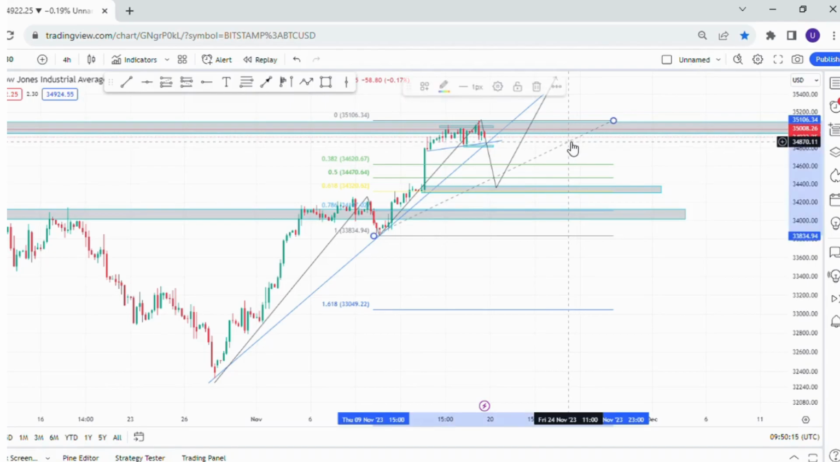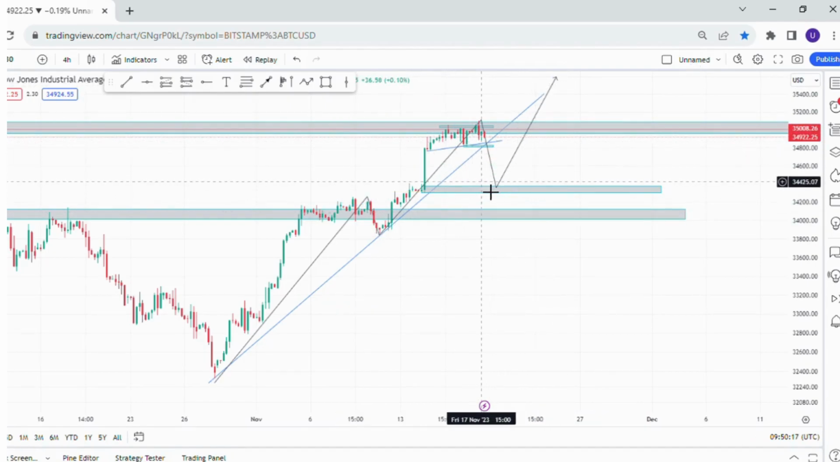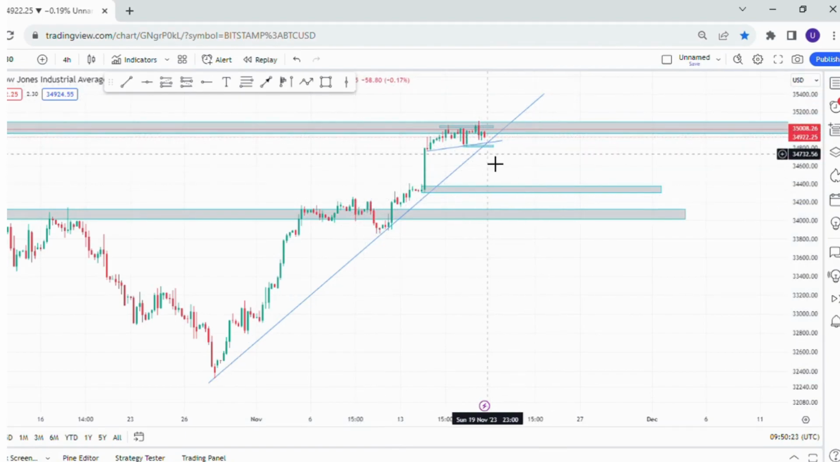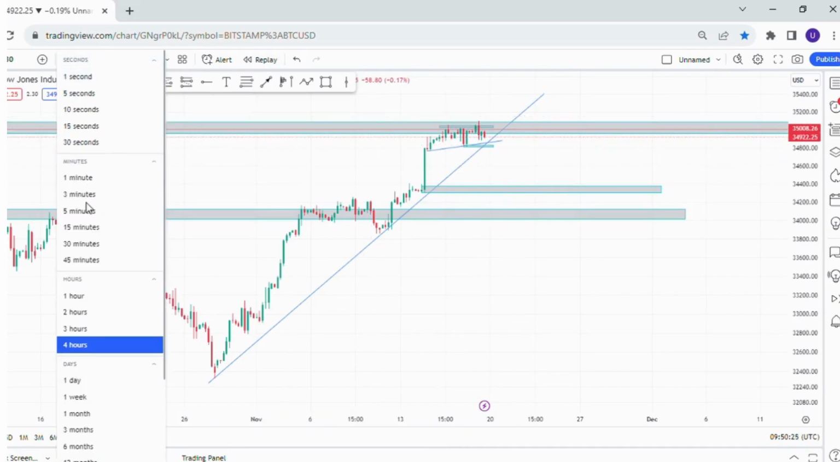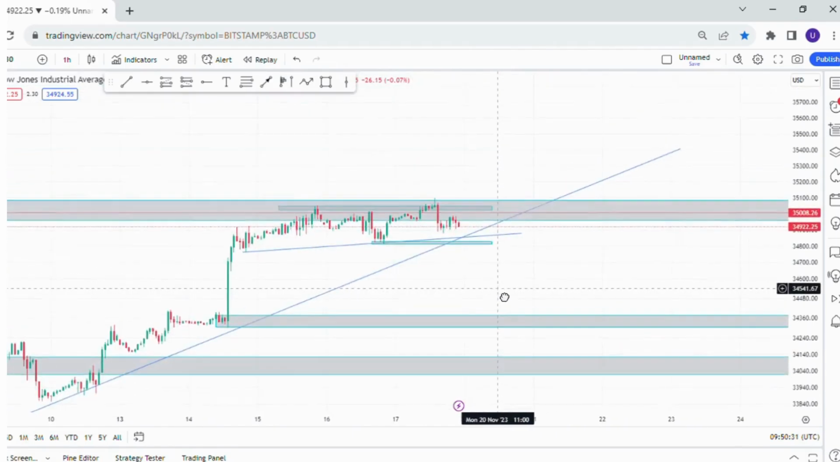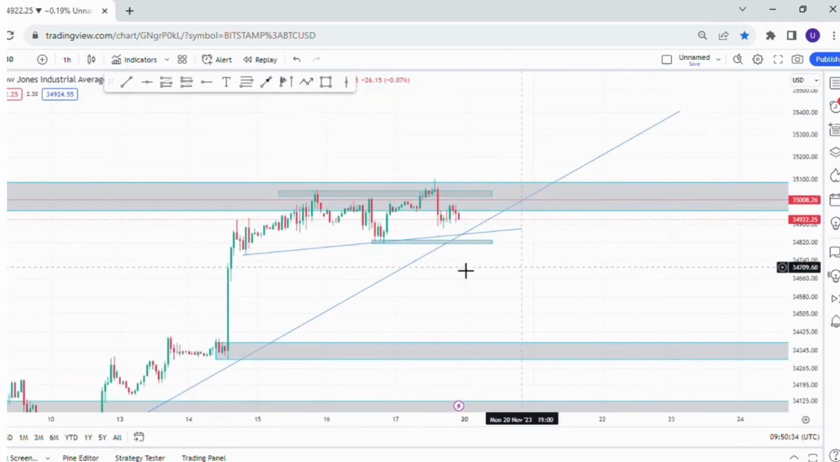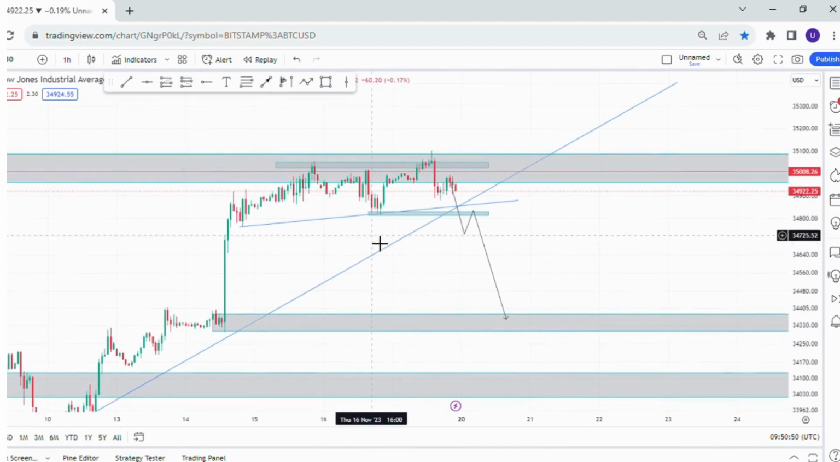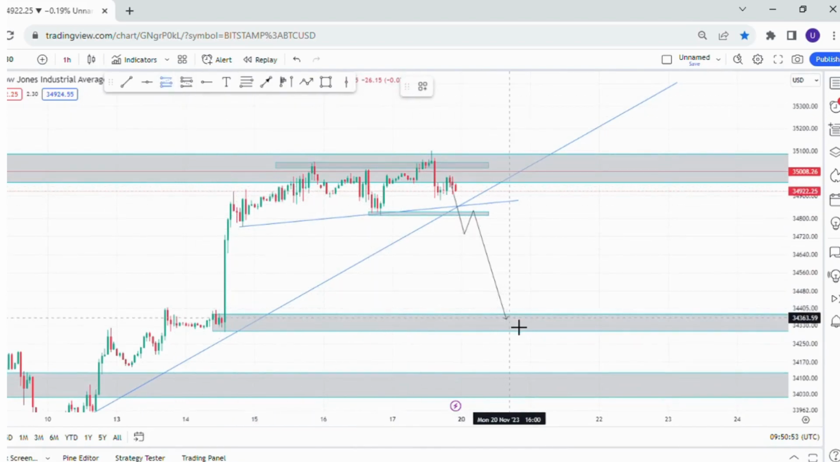Okay, so for next week, we'll wait for the market to break this trend line. We'll wait for something like this. Then we can join the trend to this demand zone, before we continue with the upward move.